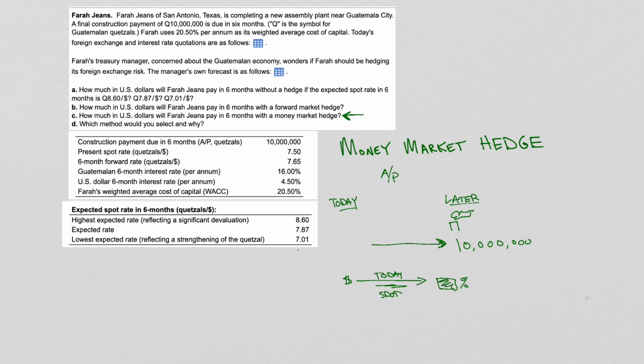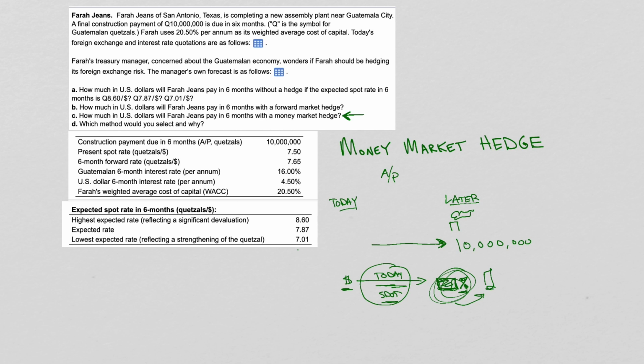And when it comes time to pay off for the construction of the factory, well, we've already got the Guatemalan Quetzals ready to go, and so we can go and pay it off. So the question is, how much do we convert today? How many dollars do we need given the spot rate today and the fact that we're parking it in a bank account that's earning a rate of interest? So we can use some of that interest to help pay off this accounts payable.